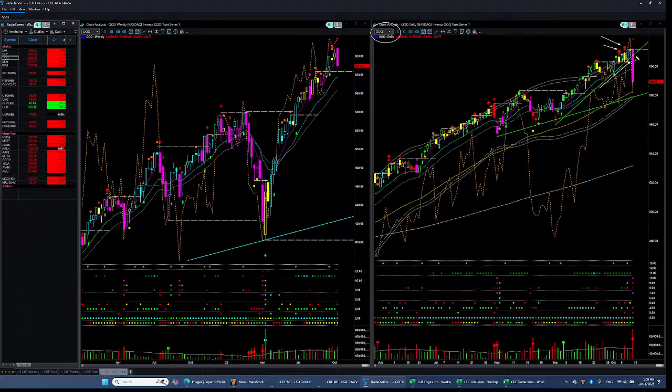or TQQQ, the triple QQQ ETF, or one could use SQQQ, also inverse triple QQQ. So I'll explain exactly how I traded on this day when QQQ went up, made a new all-time high intraday and started to come down. Using the pivot real-time chart, I shorted using TQQQ.